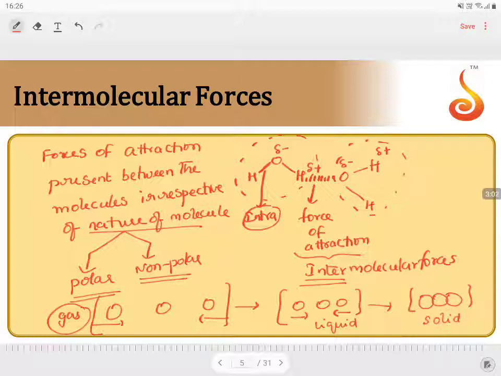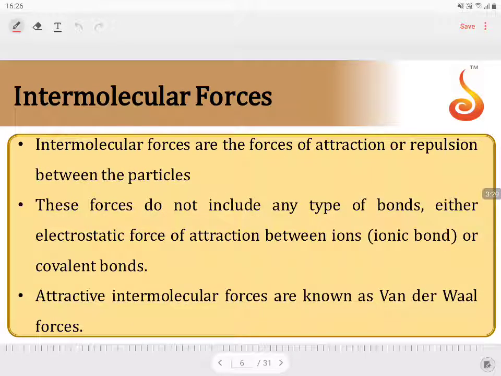For any change that happens in this, you can see the molecules move closer and closer due to some force of attraction operating between the molecules, which is expected to be the attractive forces, and those attractive forces are called van der Waals forces. Now what are intermolecular forces? They are the forces of attraction or repulsion between the molecules which do not include any type of bonds.